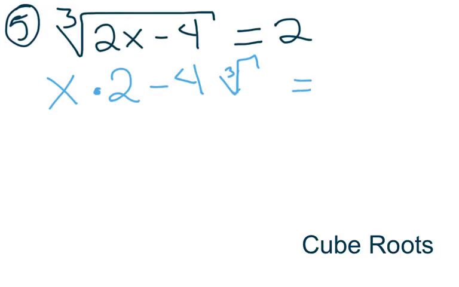And that is all equal to 2. We've broken it down. Now we do the opposites, okay? The opposite of the square root of 3 is cubed. Do y'all remember that? We wrote it down at the very beginning. The opposite of the square root of 3 is cubing something, okay? The opposite of subtracting 4 is adding 4, and the opposite of multiplying by 2 is dividing by 2.